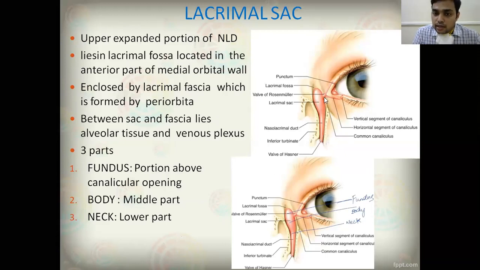Here at the junction of the common canaliculi, we have a small valve called the valve of Rosenmuller, which prevents the backflow of tears into the conjunctival sac. And at the distal end of the nasolacrimal duct, we have another valve called the valve of Hasner, which prevents the blowing of air from the nose into the lacrimal sac. So these two valves you have to remember.